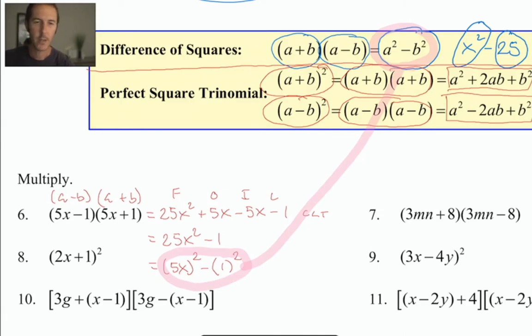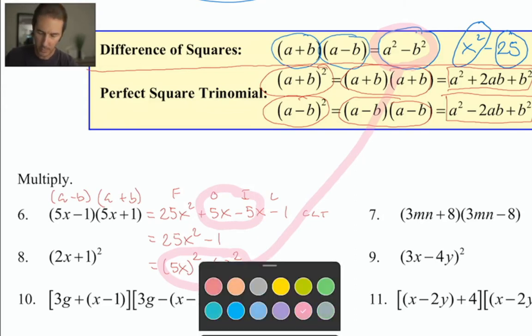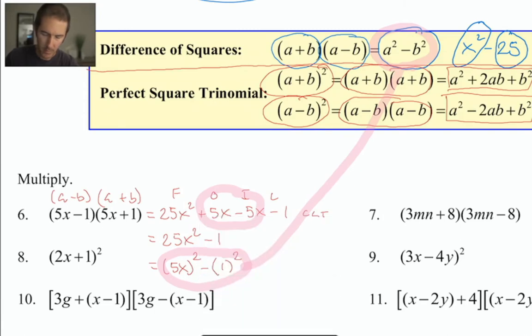So it's a shortcut. If you get the hang of this pattern, you'll realize that you don't even need to create these O and I terms because you're going to know in advance that they're going to cancel out every time. Now, how am I supposed to look at this original problem and know that if I FOIL it, the O and the I terms are going to cancel out? And then instead of FOIL, I can really just do FL and skip the O and the I.